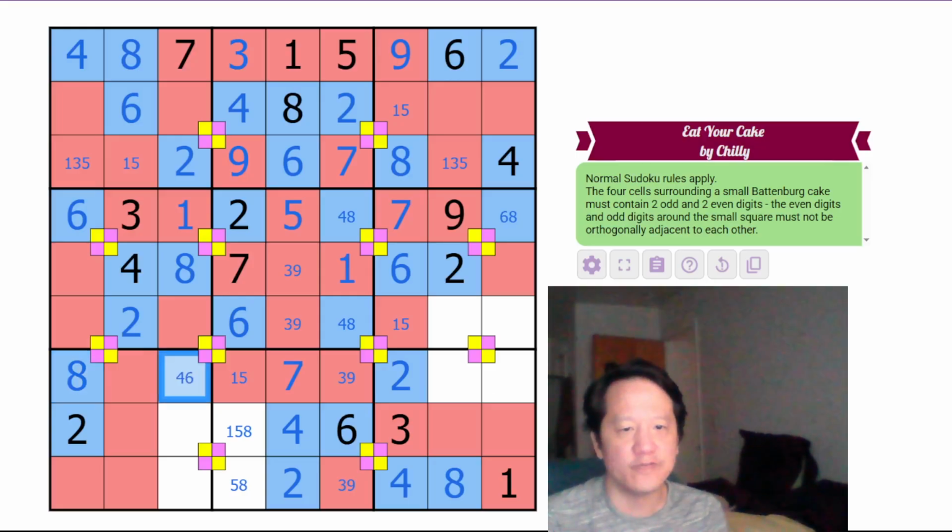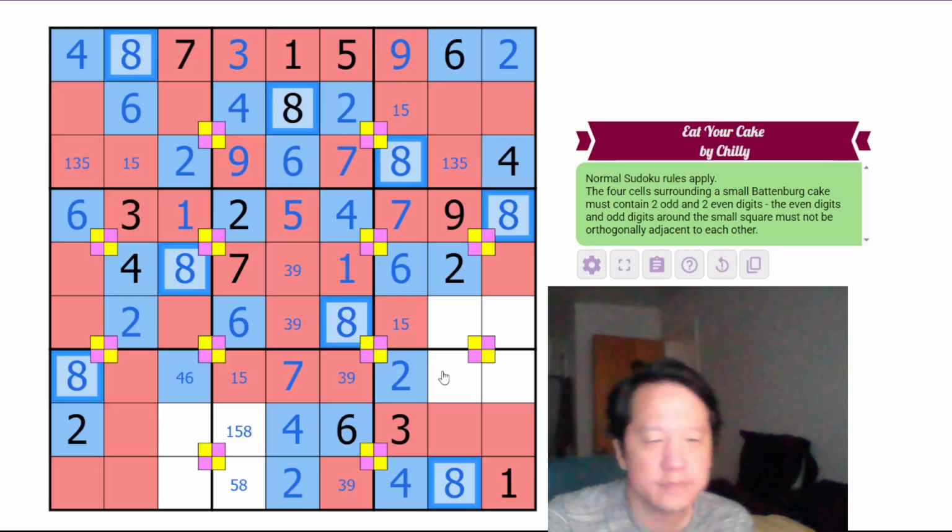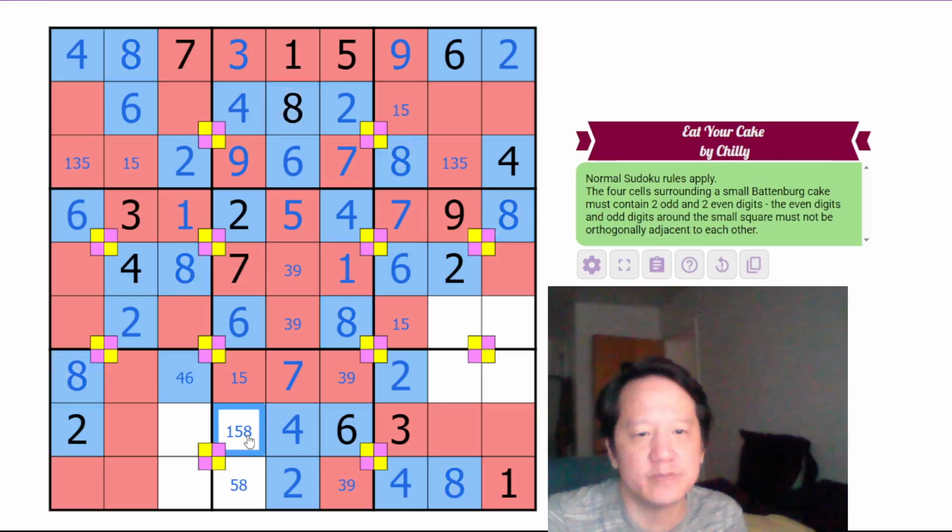This then has to be 4 or 6. 6 eliminates 6 here, so that's 8, which means this can't be 8. That's 4, which makes that not 4, so that's 8. We have eight 8s. We know where the last 8 has to be. It has to be here. This is 5. That's 1.